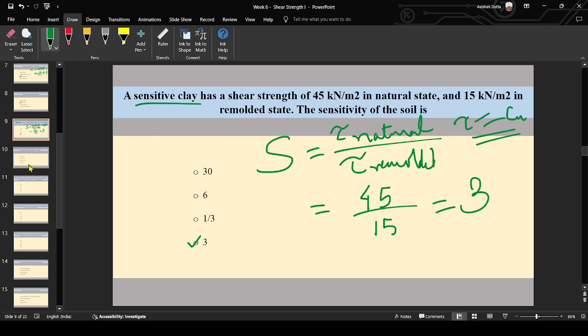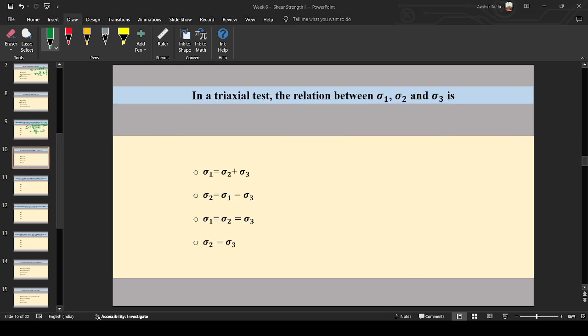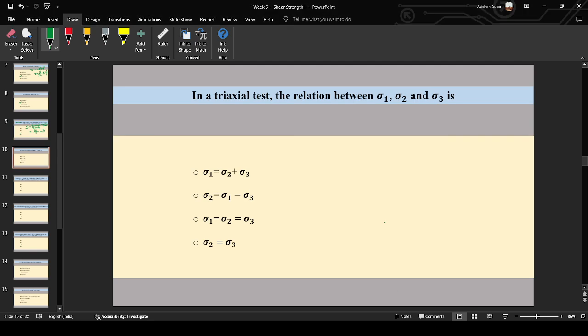I'll go to the next question now. In a triaxial test, the relation between sigma 1, sigma 2 and sigma 3 is: sigma 1, sigma 2, sigma 3, as I've already mentioned, are the major, intermediate and minor principal stresses respectively. The last option is the correct option, sigma 2 equal to sigma 3, because when a soil is in the triaxial testing machine, the confining pressure is the same from all the sides, whether it is the x-axis or the z-axis. Only from the y-axis, the vertical, the axial stress is different.